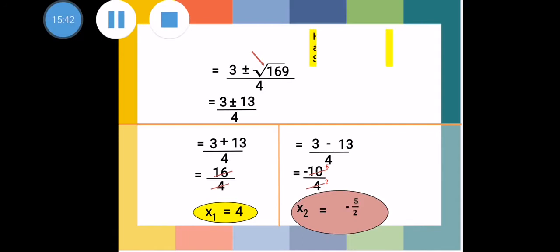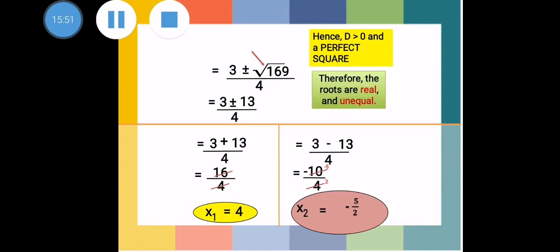So, ayun po. Since ang discriminant po natin is a perfect square, yung 169, and is greater than 0, therefore, ang roots po niya ay real and unequal. So, 4 and negative 5 over 2 ay real numbers po yan. And then, at the same time, 4 and negative 5 over 2 ay not equal or they are unequal.